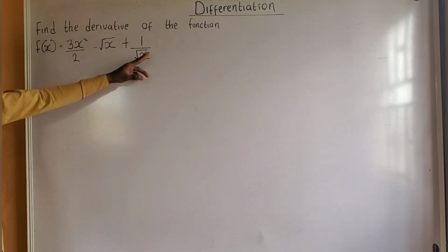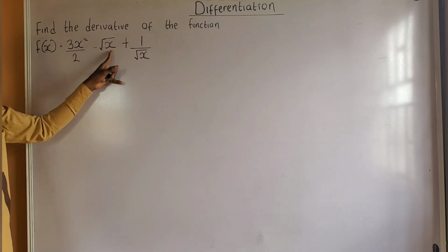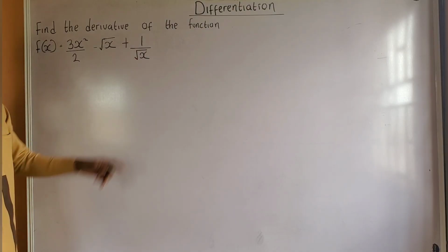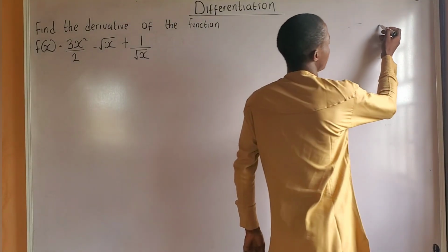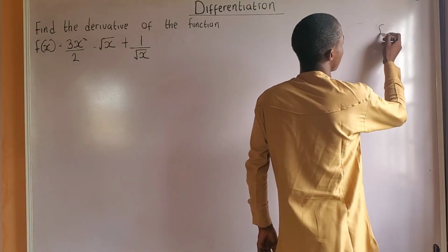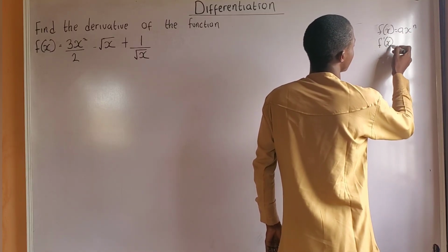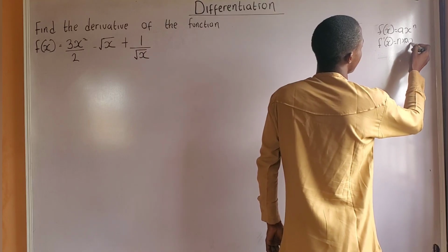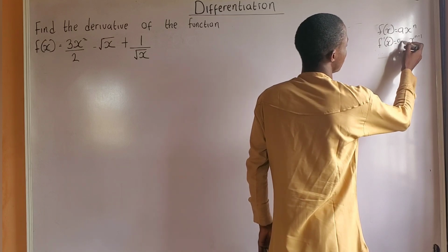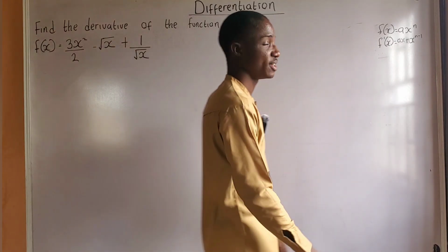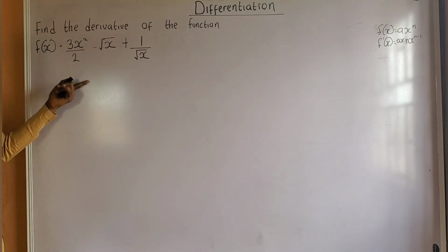We are asked to find the derivative of the function f of x equals 3x squared all over 2 minus the square root of x plus 1 over the square root of x. Okay, to find the derivative of this function, don't forget, I told you if you have a function f of x equals ax raised to the power of n, the derivative of f of x is equal to n multiplied by ax raised to the power of n minus 1. Are you getting it? Or you can put it like this: a multiplied by nx raised to the power of n minus 1. It's still the same thing, okay? So this rule is called polynomial rule. Now, we are going to use the same rule to differentiate this function, okay?